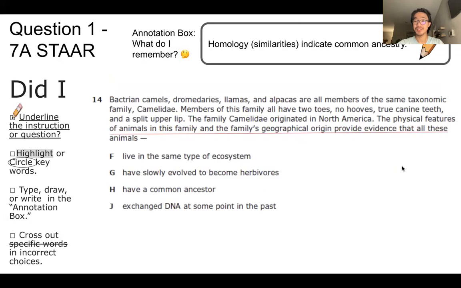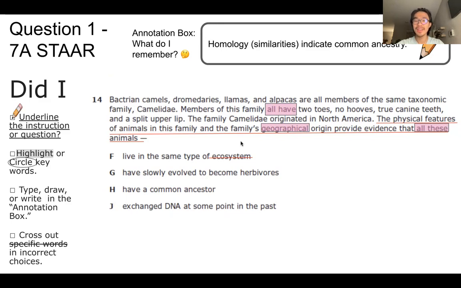Now let's underline the instructions. Again, we are expected here to finish the sentence. The physical features of animals in this family and the family's geographical region provide evidence that all these animals, let's talk about that. So let's go ahead and highlight all have, geographical, all these. So we're talking about similarities that is being shared. So we call that homology. And remember, homology indicates common ancestry.